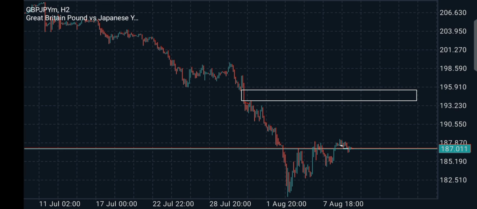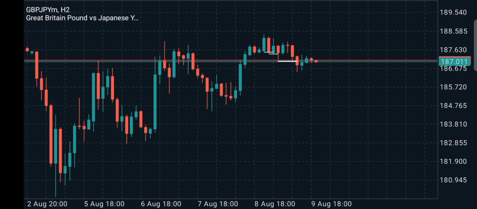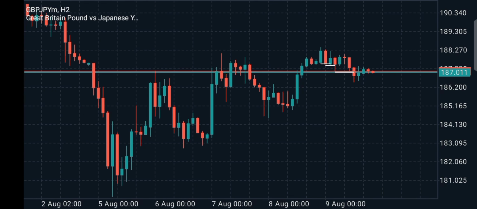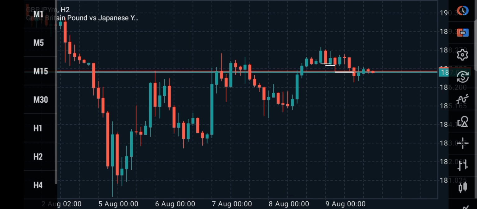So guys, let's dive into the video. Today I'm going to be doing a top-down analysis on GBPJPY, and I'm also going to be teaching you how to counter trend. Alright guys, so this is GBPJPY's chart. I'm going to teach you how to do your top-down analysis, what you need to do, and how to take an entry.